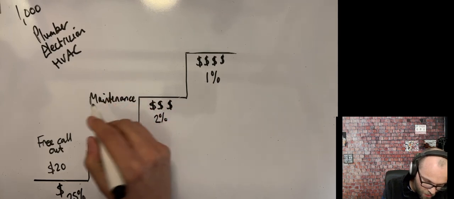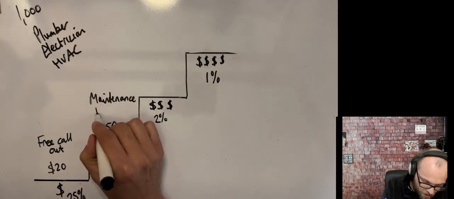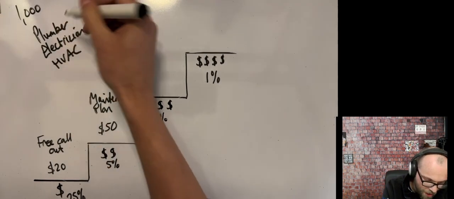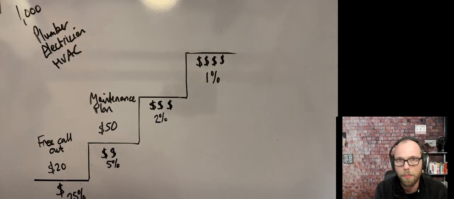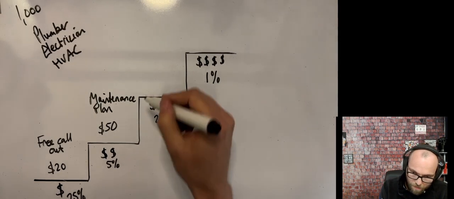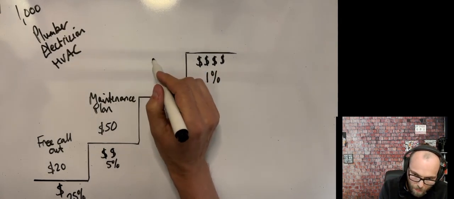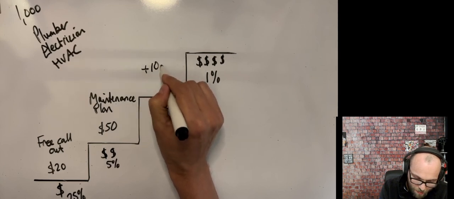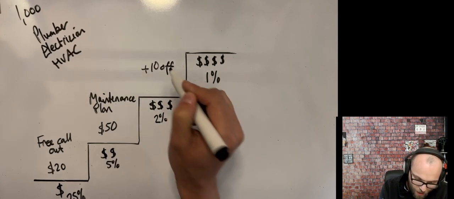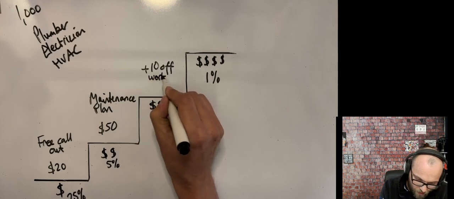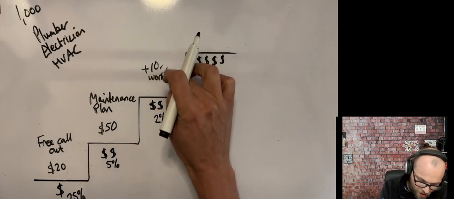which means that you will come out once a year and service their HVAC, or I don't know, whatever you do with wires and plumbing, something similar. That's $50. Then we'll do the last one. So you'll do the same thing, but what they'll also get is 10% off of any work that needs done. Oh, let's do 10% rather than 10 off.